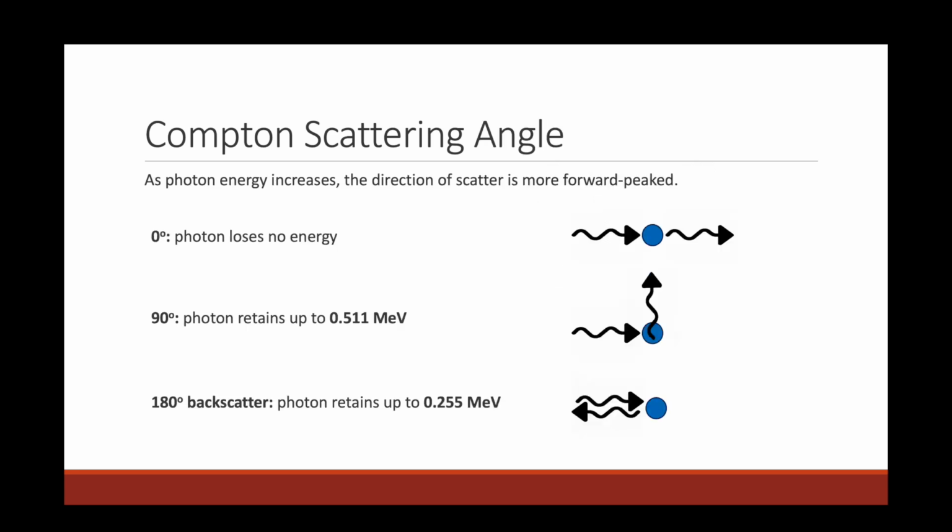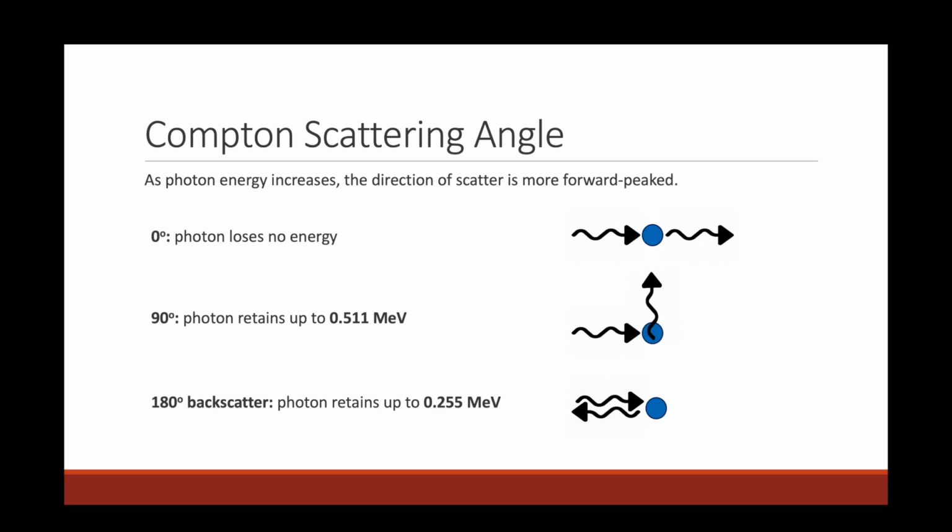A concept that is very commonly tested is this concept of the Compton scattering angle, or in other words, how much energy is retained within the incident photon after it gets scattered. And as you can imagine, as the energy of that incident photon increases, the direction of its scatter is more forward peaked, right? Because it's going to lose a certain amount of energy depending on the outer shell electron. And if it has more energy in the photon to begin with, it's going to have more energy to stay more forward peaked. So that's a long-winded way of saying that as the photon energy increases, the direction of its scatter is more forward peaked.